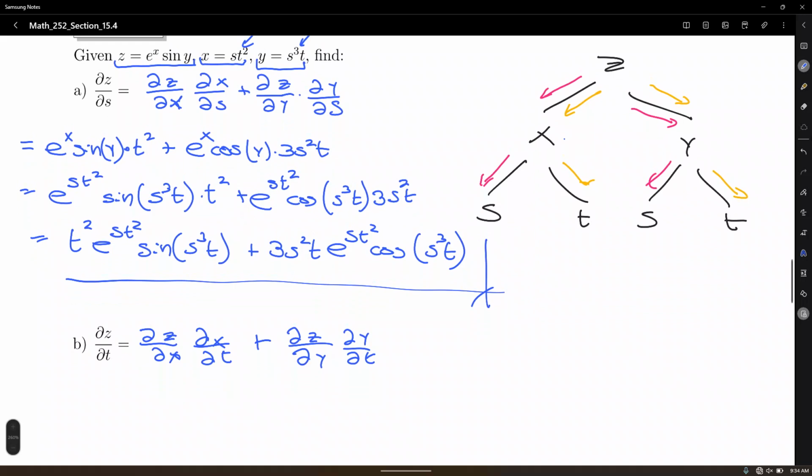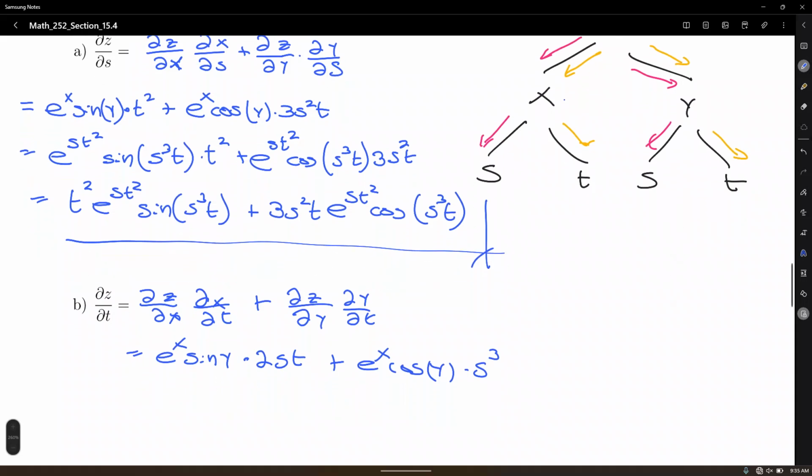Okay, so partial of z with respect to x. Again, we're going to get the exact same thing, I think. So e to the x sine y, times the partial of x with respect to t this time. That'll be 2st, plus the partial derivative of z with respect to y. It's the same, e to the x cosine y, times the partial derivative of y with respect to t. But the derivative with respect to t is just 1 times, what is that? s cubed. That's just s cubed.